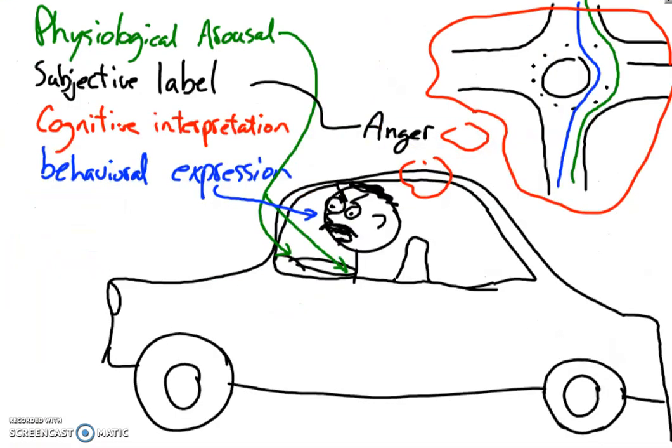Another example here would be road rage. This guy's going around a roundabout and he gets cut off. And subjectively, he would label it as anger. Physiological arousal, probably more increased heart rate, maybe some sweating, maybe some muscle spasms. The cognitive interpretation is some sort of, this isn't fair kind of situation. And the behavioral expression is, of course, this look of anger on his face.